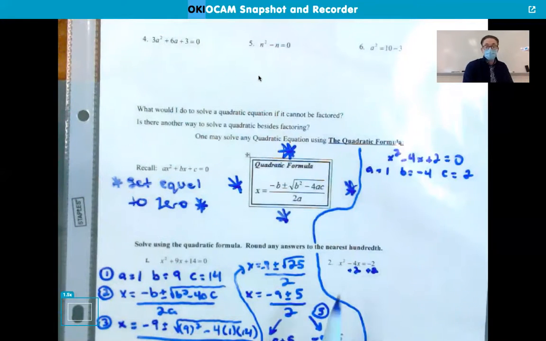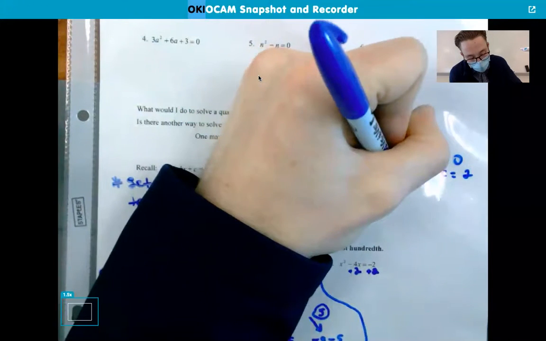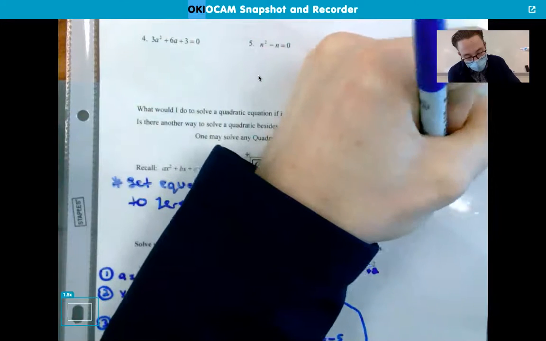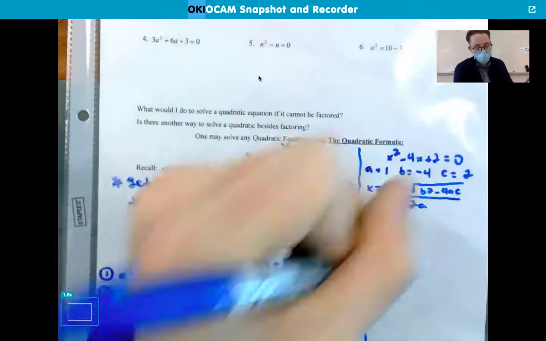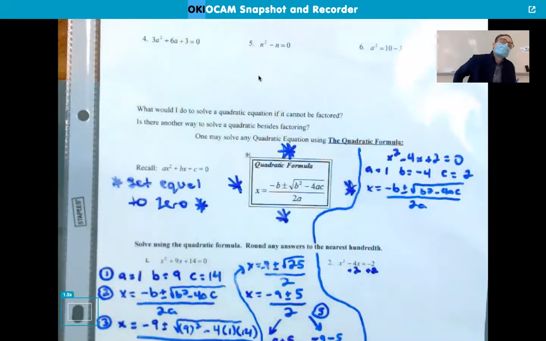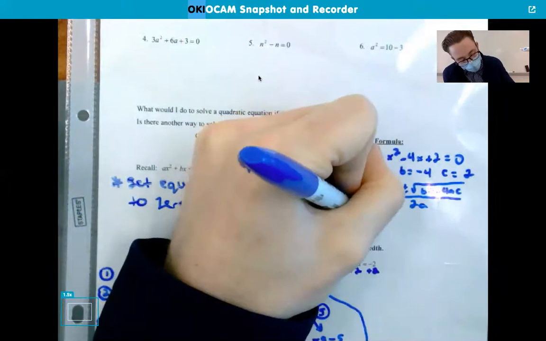Let's get into the habit, even though it is right there, of writing out the quadratic formula. So I have x equals negative b plus or minus square root of b squared minus 4ac all over 2a. Now I'm going to plug in my values.